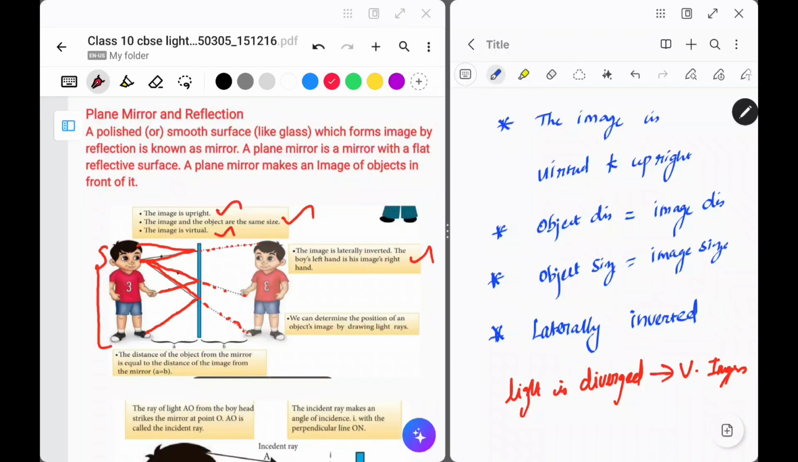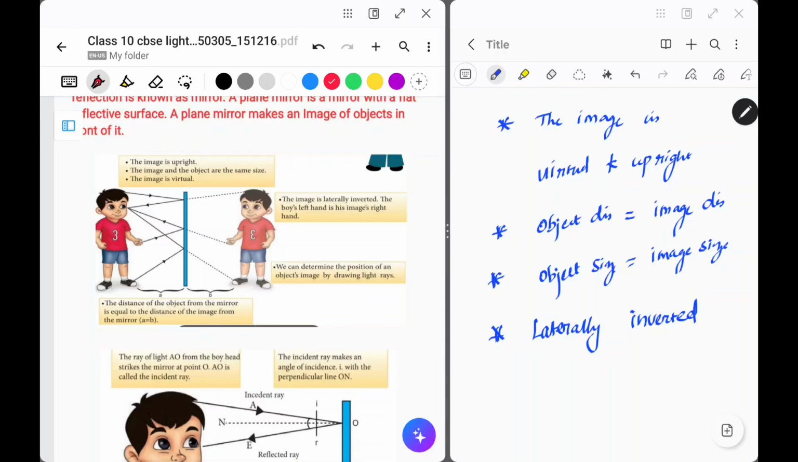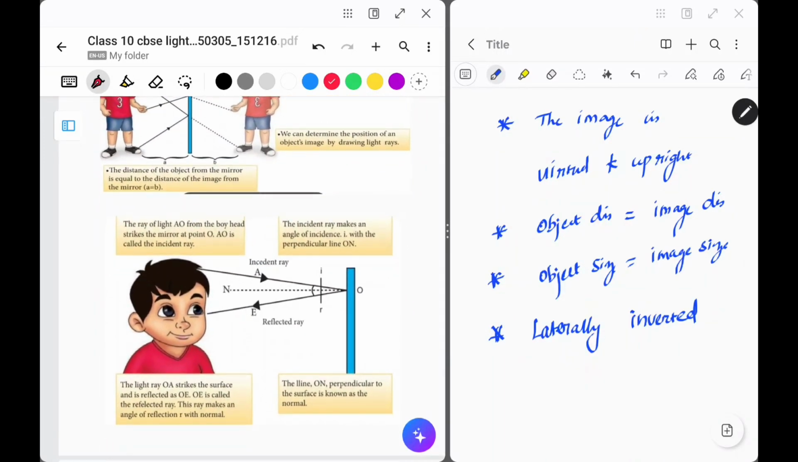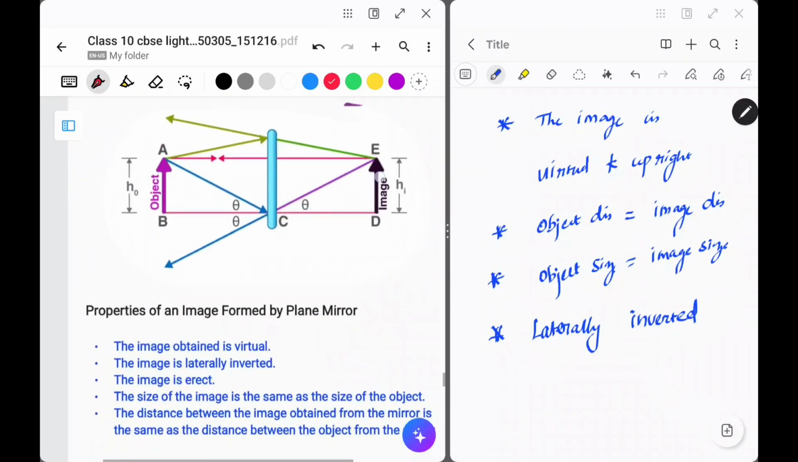Understood? And also you can see that by using the position of rays, you can also draw the light rays. Can you see this? All these light rays we have drawn in this. All these are parallel light rays. And if you see this diagram also, you will get a clear image. A ray of light OA from the boy obeys what? The law of reflection. A plane mirror obeys what? The law of reflection. So that's why we can see an incident ray and a reflected ray back to the eye, okay? So these are the main properties of a plane mirror, okay?